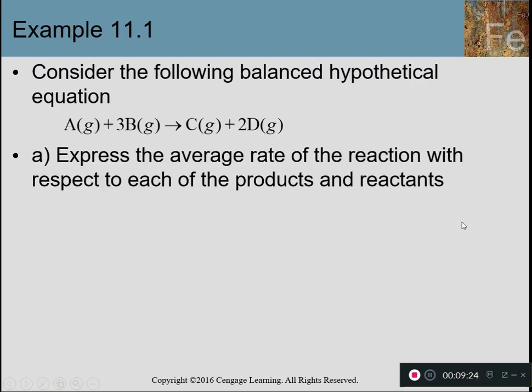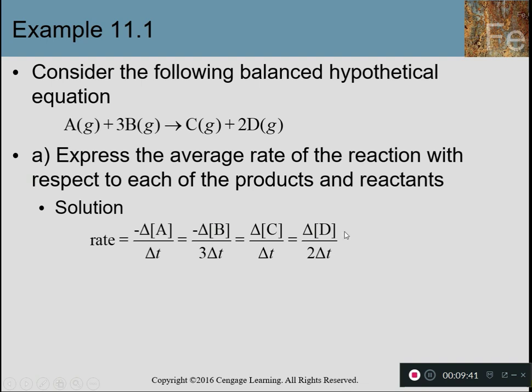So let's try an example. So we have this generic reaction. You notice the coefficients are 1, 3, 1, and 2. It says express the average rate of the reaction with respect to each of the products. Well, we've already seen this. You know there's going to be the change in concentration of each one of them divided by the coefficient. So the change in concentration of A divided by time, negative because it's a reactant. The change in concentration of B divided by 3 and time, negative because that's a reactant. Change in concentration of C divided by time, change in concentration of D divided by 2 and divided by time.